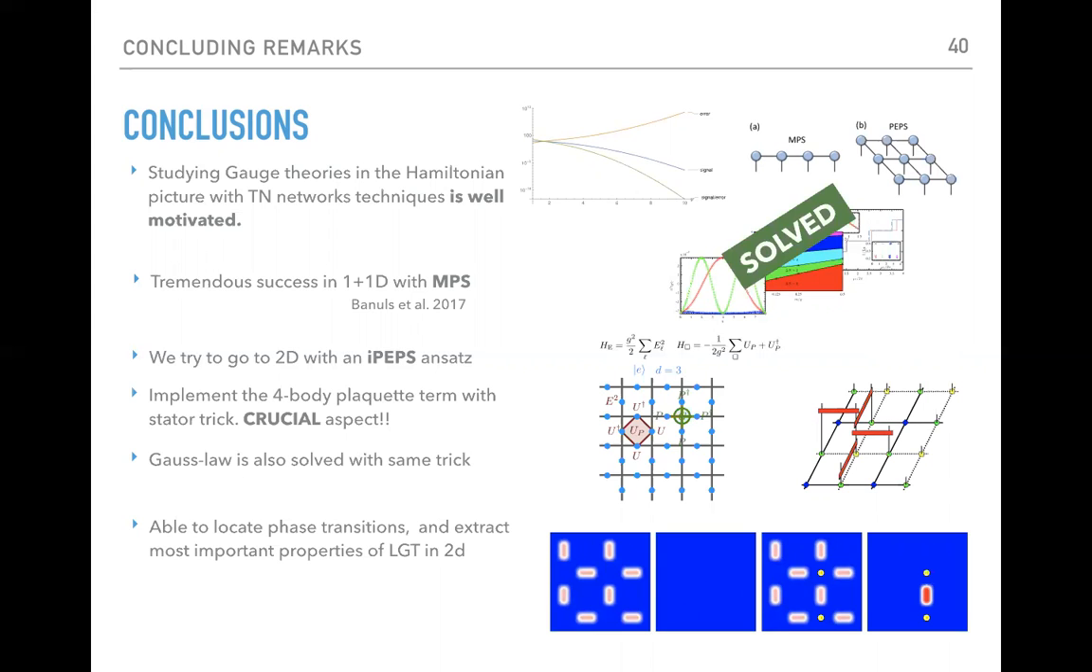We were able to see a lot of physics and a lot of phenomenology of this model. We were able to locate phase transitions and extract some properties of this theory in 2D. And well, it was the first lattice gauge theory calculation with iPEPS so far. So this is also something that we are very proud of. And of course, the open issues are that we didn't include any dynamical fermions so far. So this is something that we have to think about in the future. And with this, I want to conclude.